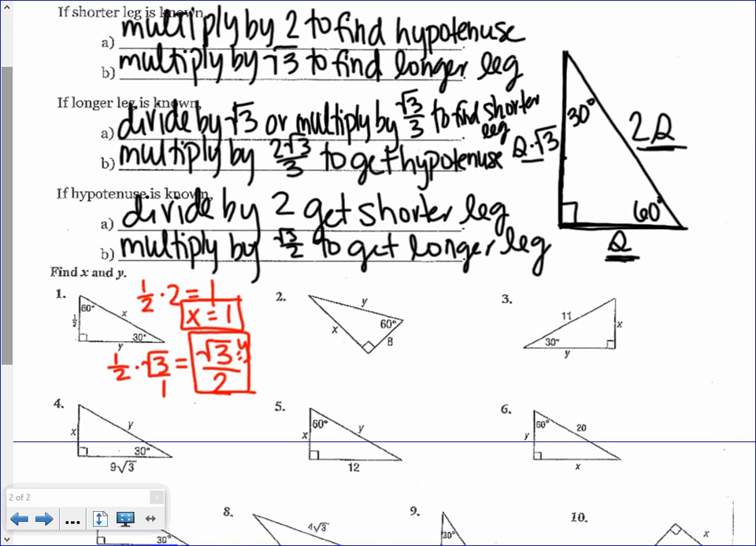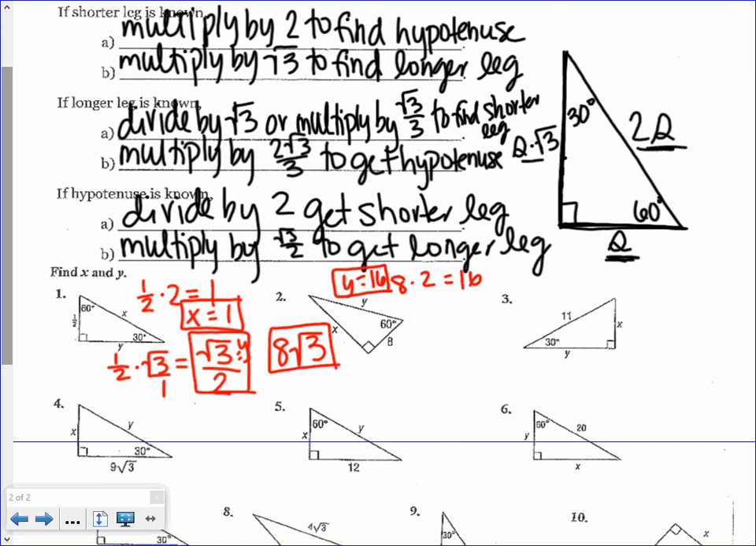Looking at the next one, again we have the shorter leg. So if we're looking for the hypotenuse, you're going to multiply by 2. So 8 times 2 is 16. So my y is 16. If I'm looking for my longer leg, I'm going to take my shorter leg and then multiply it by the square root of 3. And so I get 8 square roots of 3.